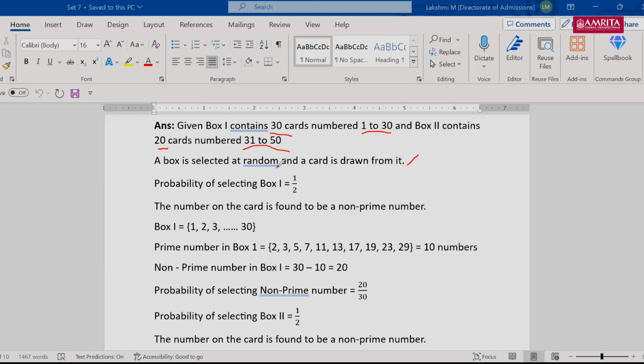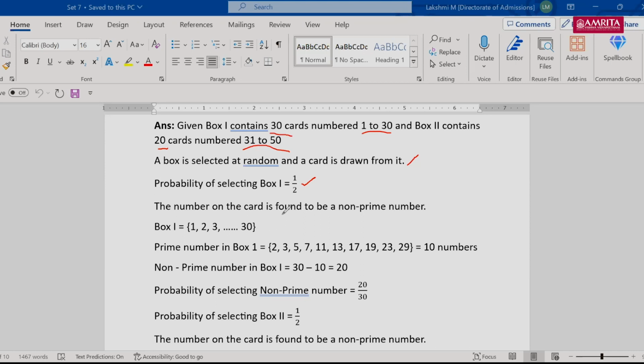So what is the probability? I want the answer to be something like, I have to consider box 1 because that's something that the question is asking. So probability of selecting box 1, it's 1 by 2. I hope you all agree, right? Now, the number on the card is found to be a non-prime number.